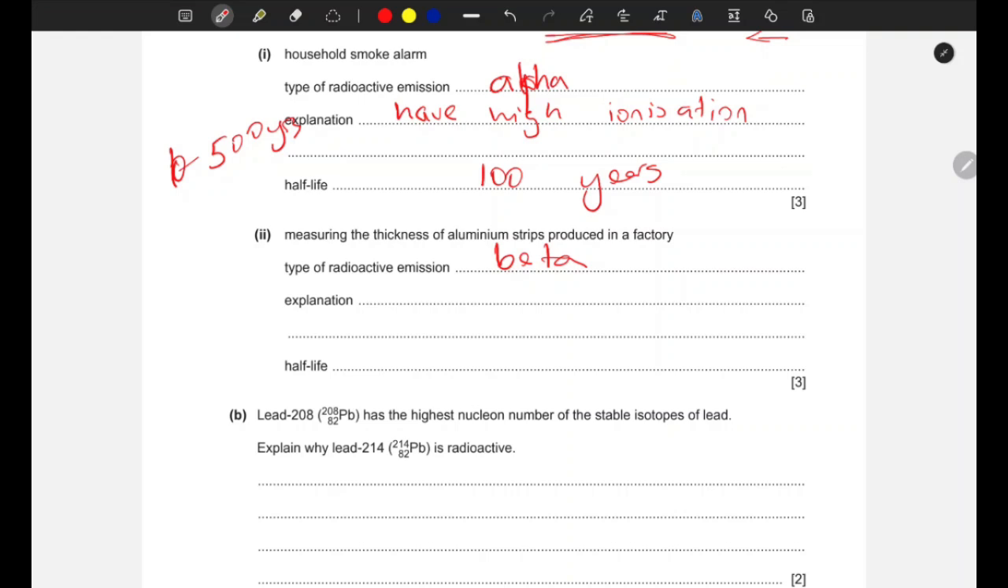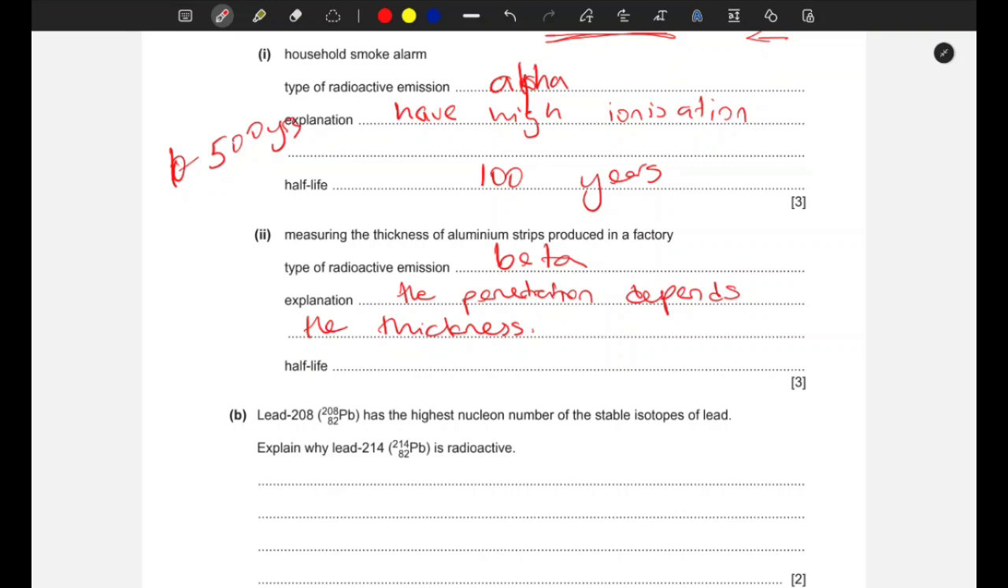Why? Because beta particles have higher penetration than alpha particles, but lower penetration than gamma particles. So the penetration depends on the thickness of aluminum. Because if we used alpha, none of it would penetrate the aluminum. And if you used gamma particles, all of it would be penetrated, so we cannot determine the thickness.